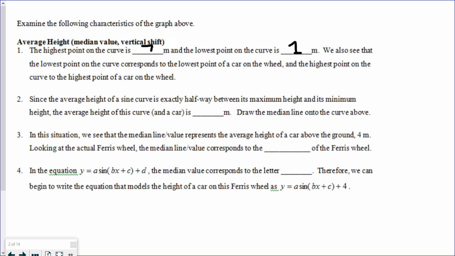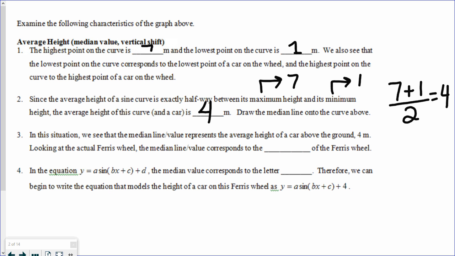Since the average height of a sine curve is exactly halfway between the maximum height and minimum height, the average height of the curve is 4 meters. So you could draw that onto the graph above. Again, the average height is at 4 meters. Your maximum is 7, your minimum was 1. So again, halfway between, we add those two together: 7 plus 1 divided by 2. That's 4. That's where it comes from if you didn't recognize that right away.